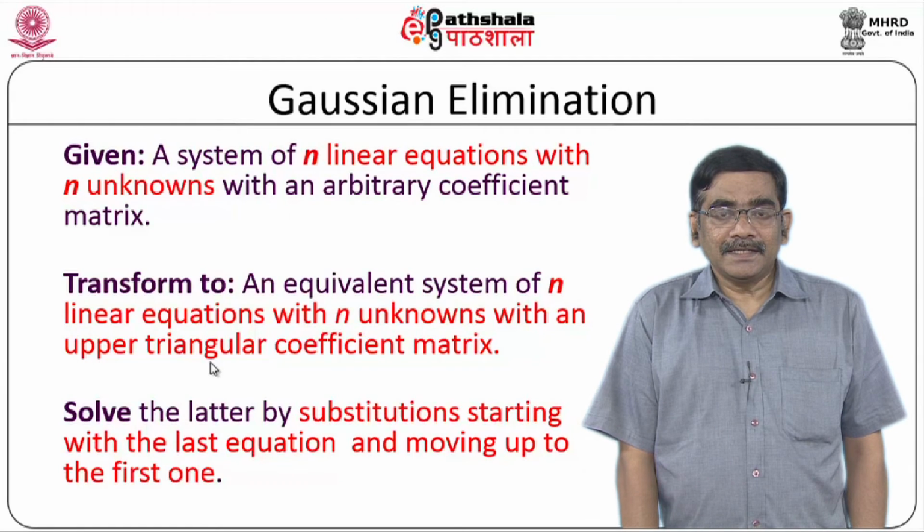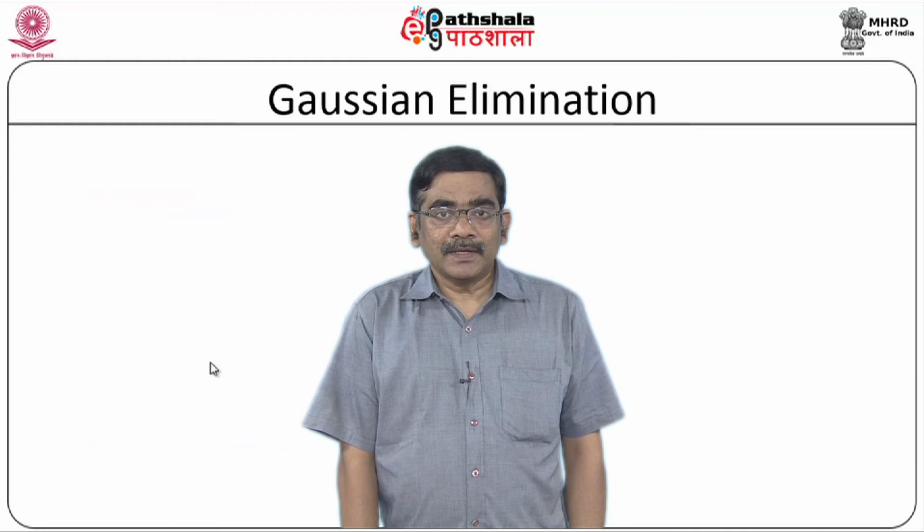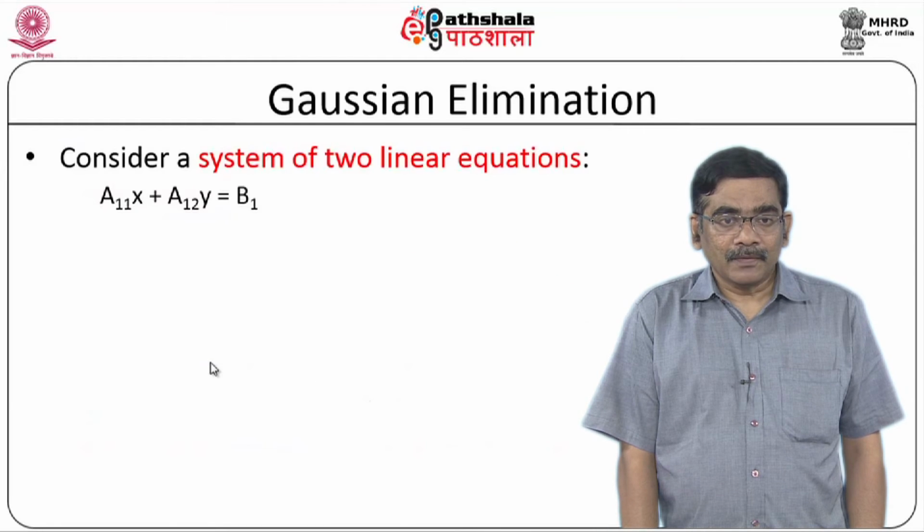So, the strategy is like this: whenever we have to find a solution for inverses, we are trying to transform that problem into some other problem using the method of Gaussian elimination, so that the problem will be amenable to solution. So, let us discuss Gaussian elimination.